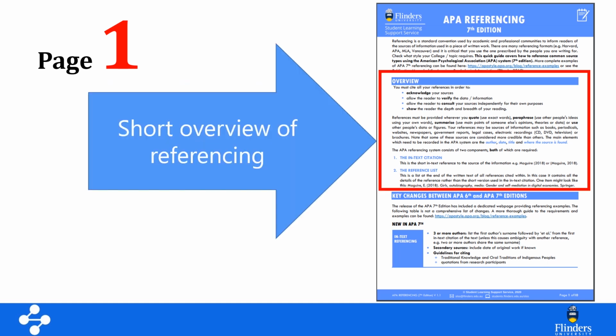On the first page, we start off with a quick overview of referencing. This section explains why referencing is important, describes what referencing is, and also explains the two components of referencing in your writing, the in-text citation and the reference list. It is a good idea to go through this section to have an overall understanding of referencing before you continue. This will help you understand the rationale behind referencing.